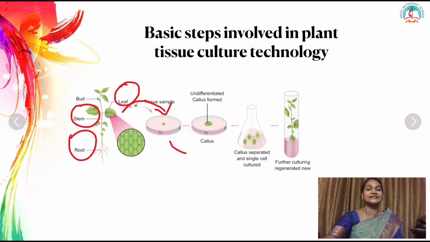You can see this diagram. The basic steps involved in plant tissue culture. Here you can find a part of the plant removed from the tree, any part, the leaf or stem or a root. Here it is cultured in the aseptic medium, the culture medium. Later it grows into a callus. This part of cells from the callus is removed. The callus is separated and undergoes culture, single cell culture. Later the culturing produces new plants, regenerated new plants.